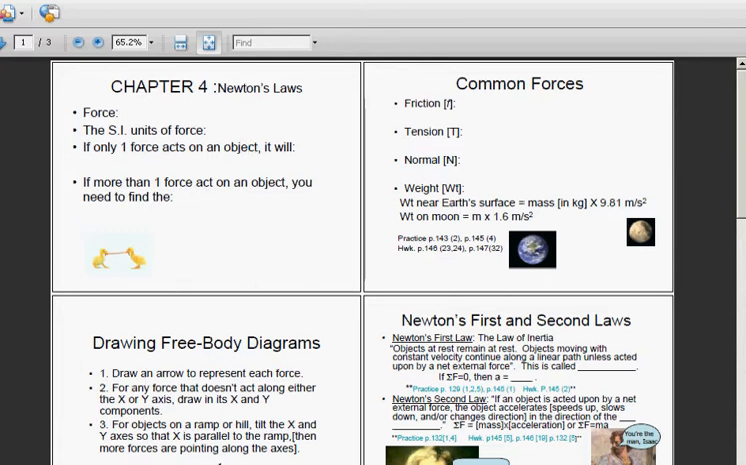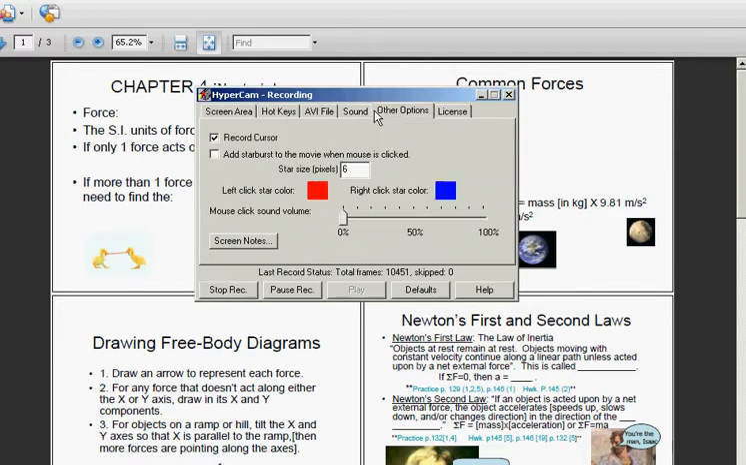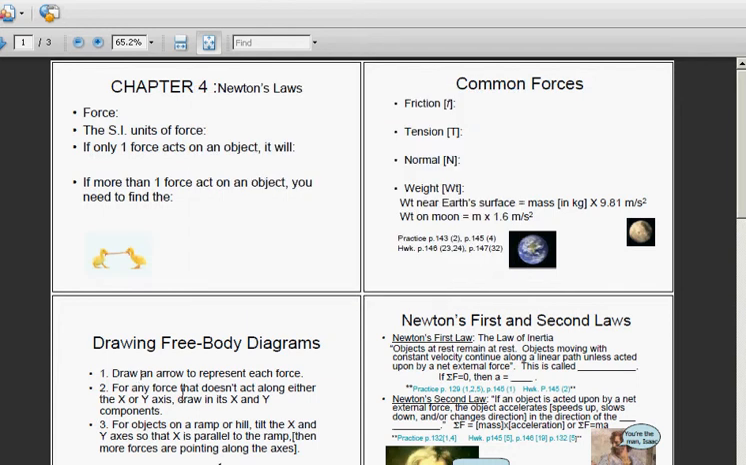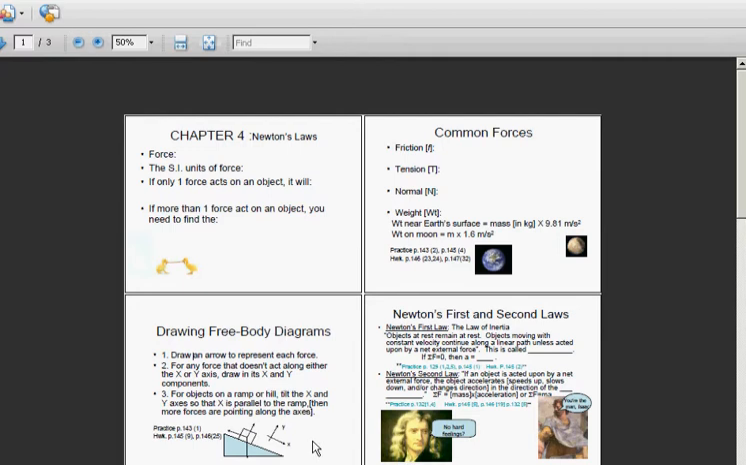Drawing free body diagrams, I kind of went over this. The main thing that I didn't cover is if you have something at an angle, like, actually the window isn't covering it. Let's see if I can do this. Aha! Magic? No magic. Okay, anyway, there's this little thing down here that you can't really see. Yeah, there you go. See this right here?